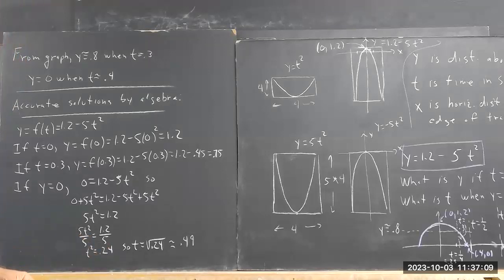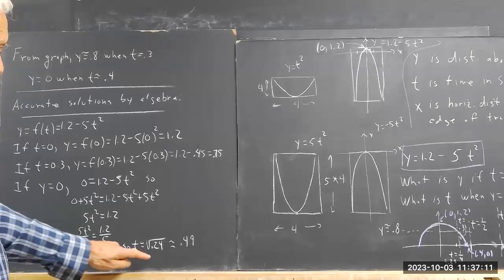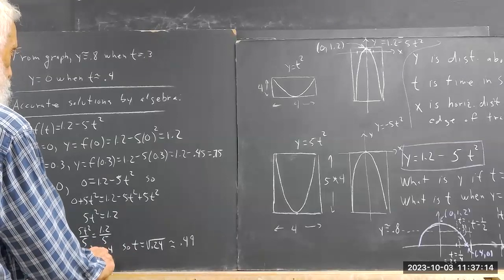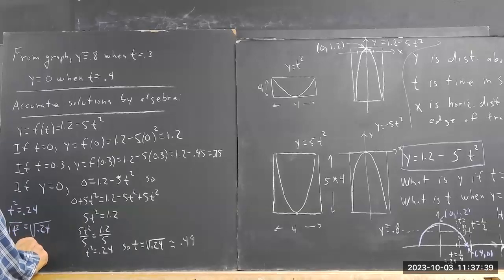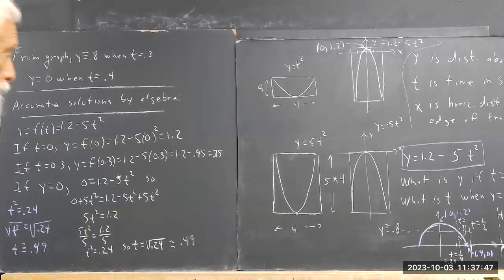in solving this. So let's be sure we understand how we get from t squared equals 0.24 to t equals the square root of 0.24. We take the square root of both sides, okay? And we can do that. So the square root of t squared is t, and the square root of 0.24 is approximately 0.49. Okay. And of course, we wrote that much out here.